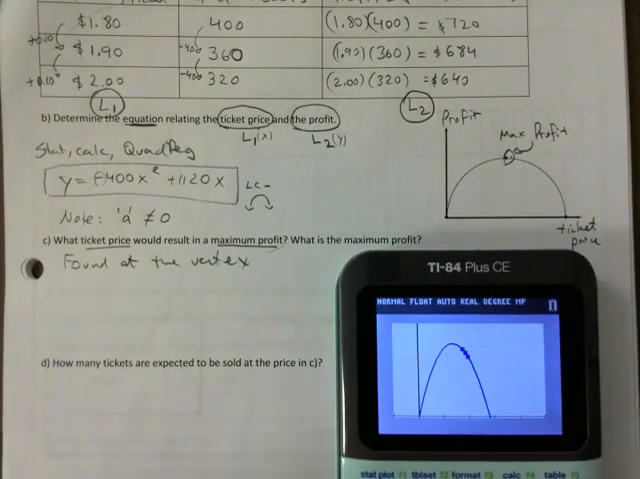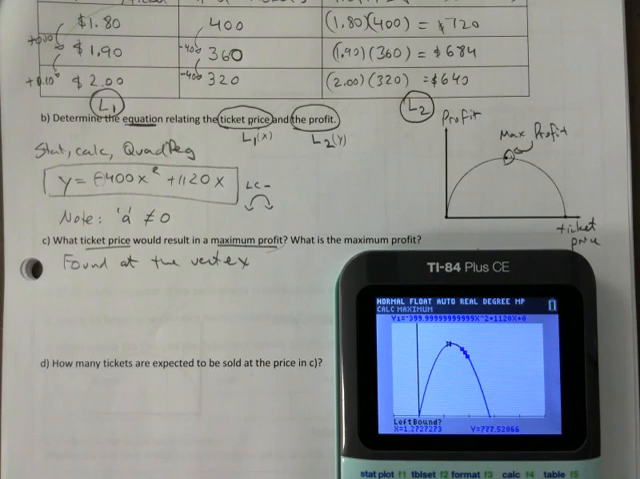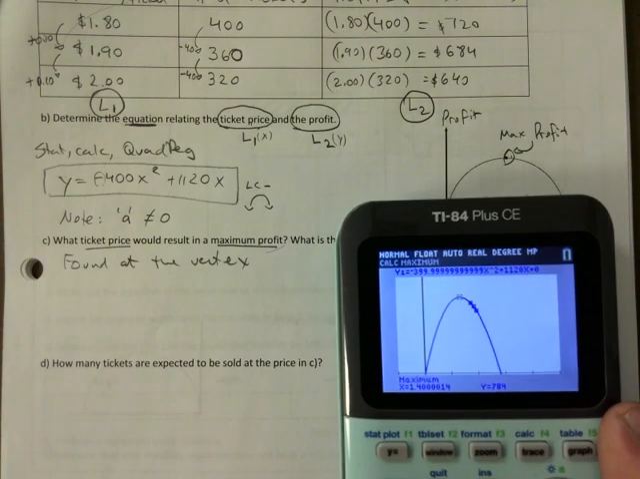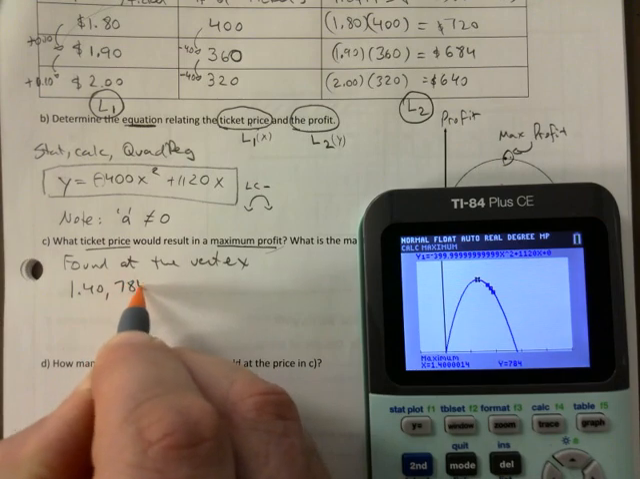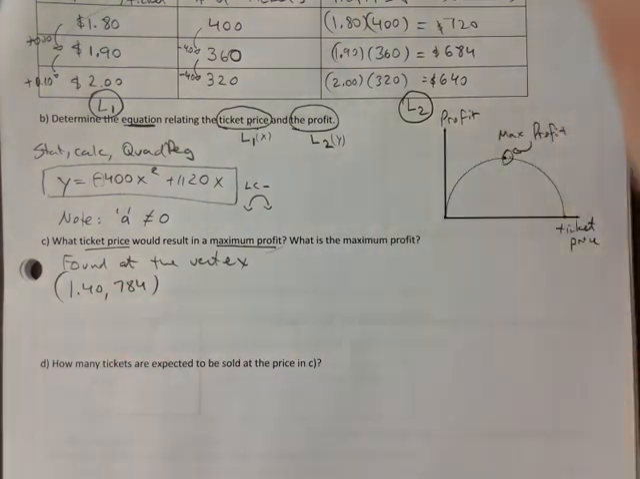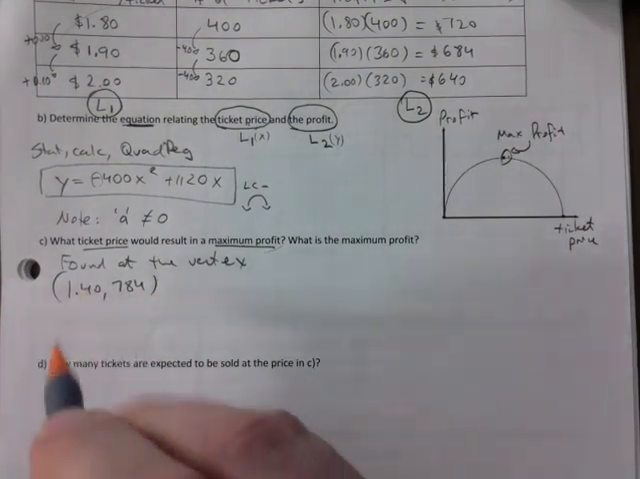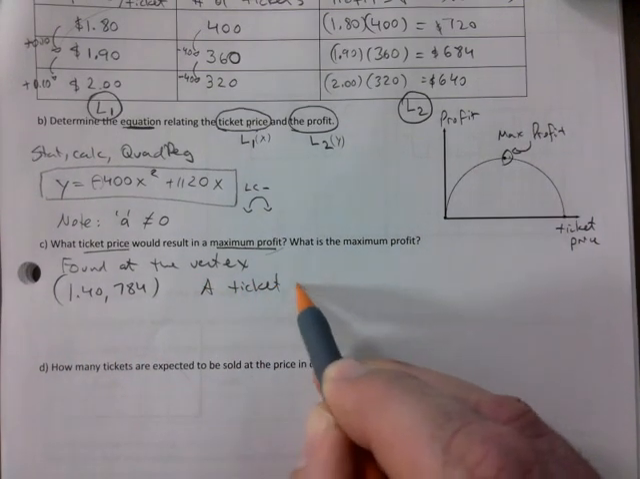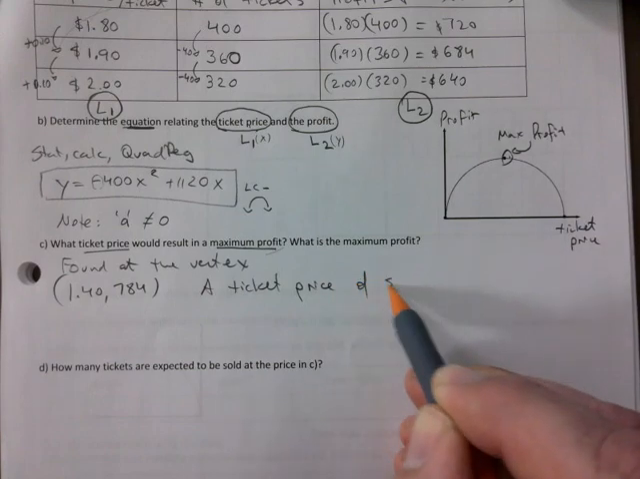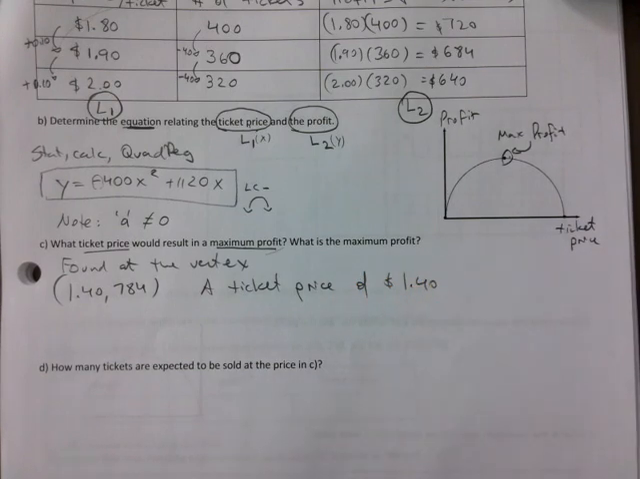So let's go find the vertex. Second trace 4. I'm going to go to the left of it. I'm going to go to the right of it. There you go. 140, 784. So I know based on this point that a ticket price of $1.40. So you actually have to reduce your price if you want to maximize profit.